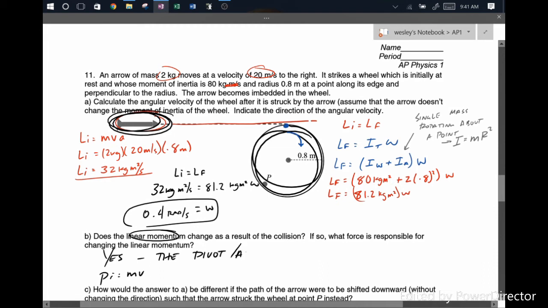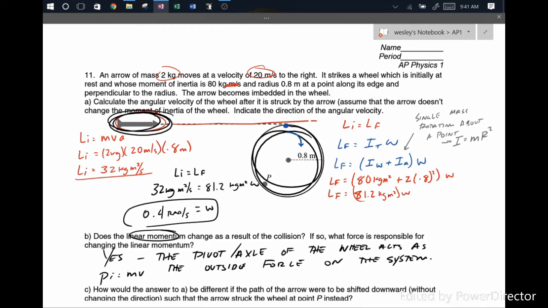The pivot or the axle of the wheel acts as the outside force on the system. Anytime we have an outside force acting on a system, linear momentum is not going to be conserved.